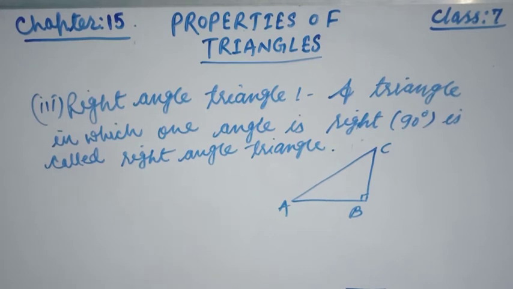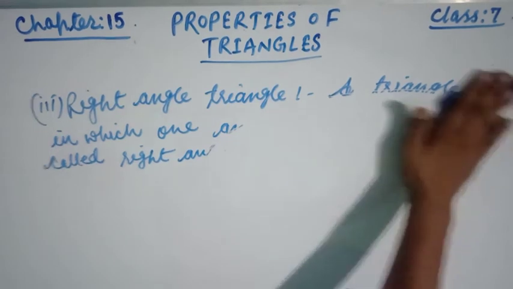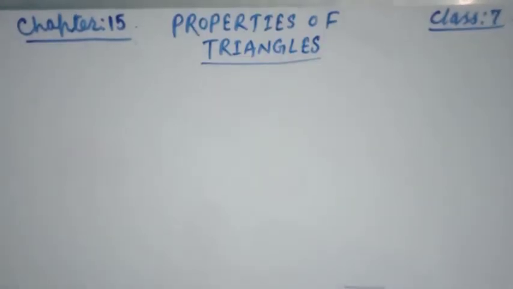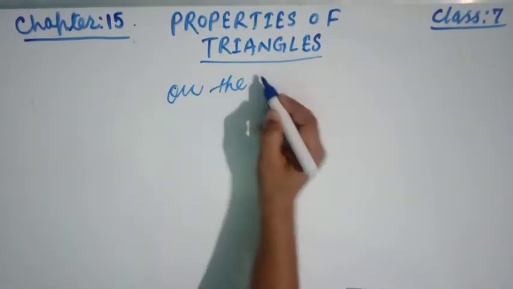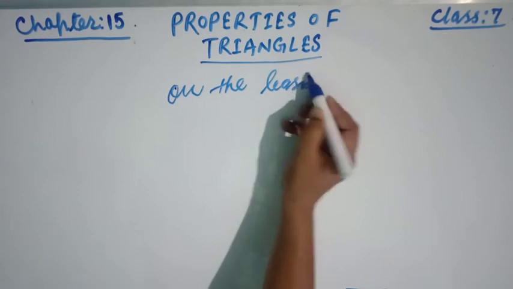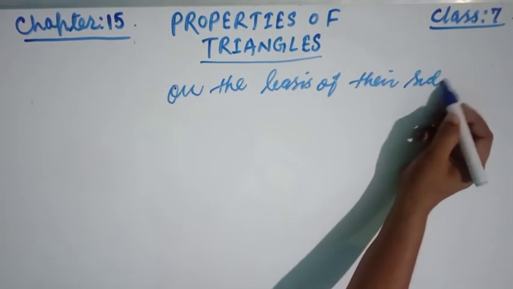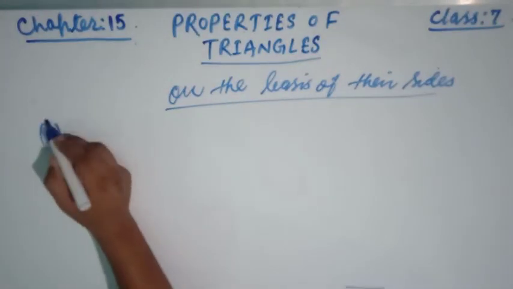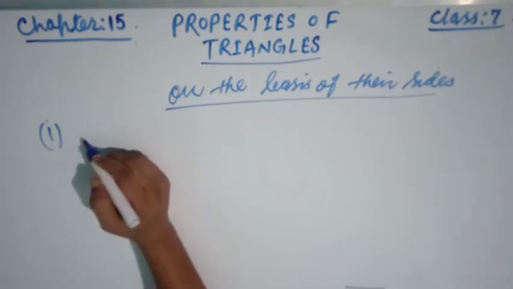Okay, now move on, friends, we will discuss the types of triangle on the basis of their sides. Types of triangles on the basis of their sides. First friends, first, equilateral triangle.